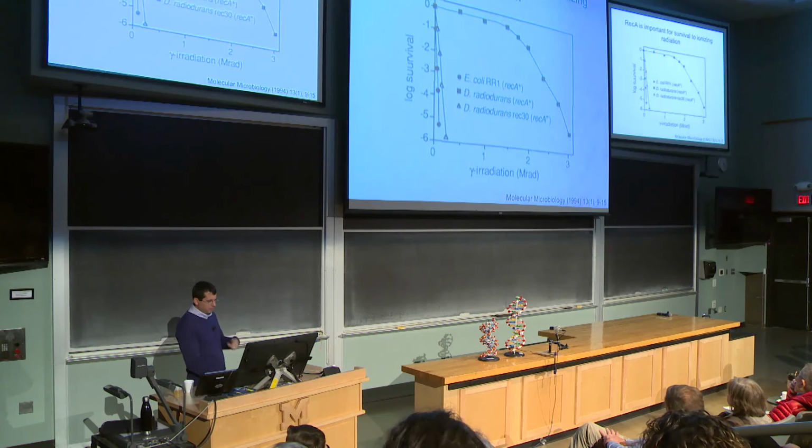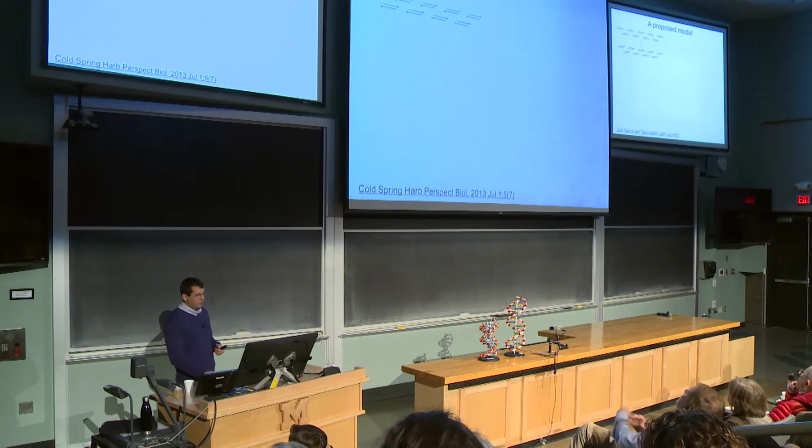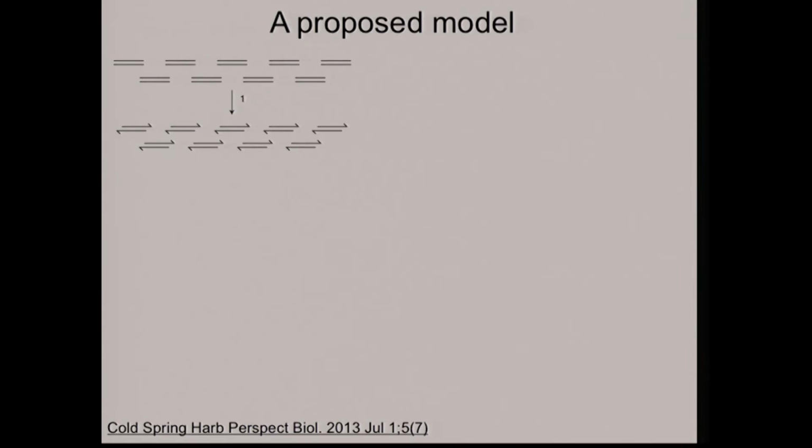And so people began to think about the repair mechanisms that occur, and they began to propose a model. What happens is, with the chromosome, and there are many contributing factors to this, ultimately you can have the chromosome broken into a number of pieces.